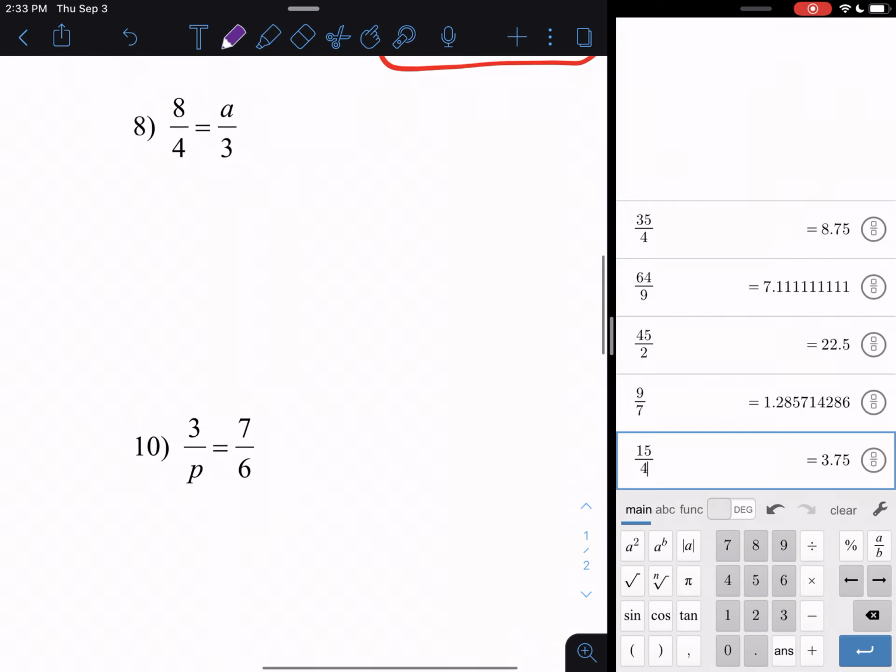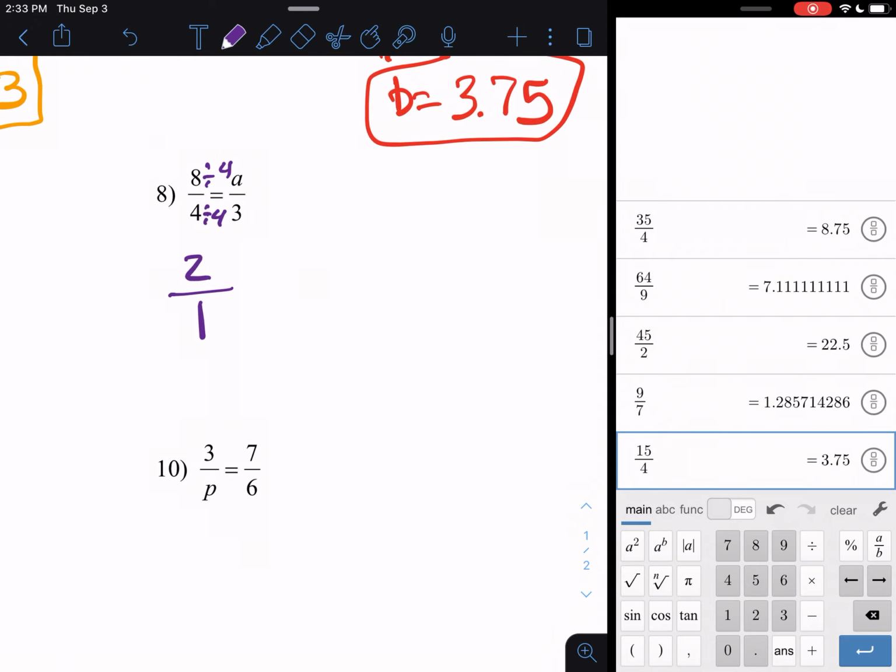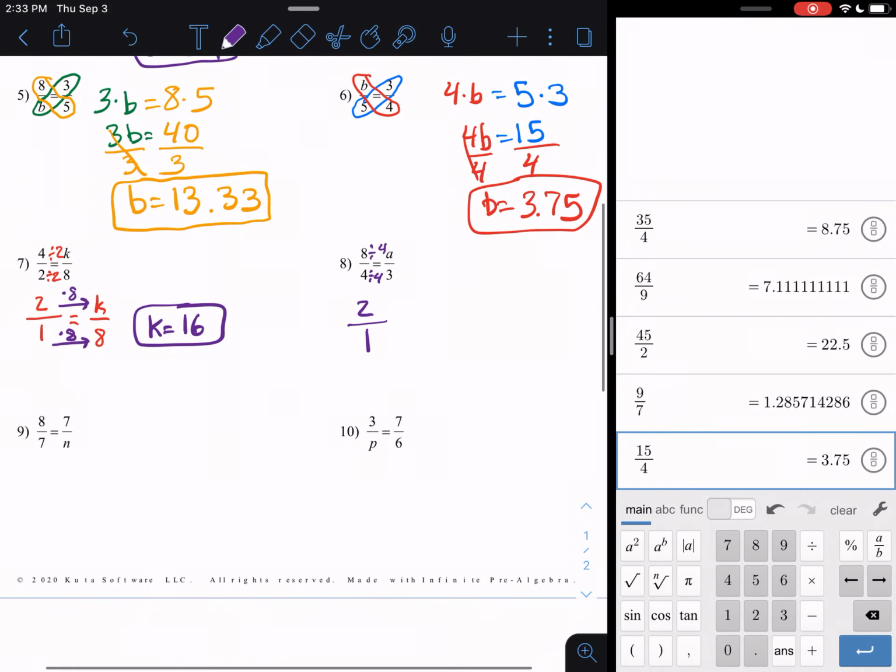Okay, number 8, I'm noticing something again. Go ahead and pause, see if you notice the same thing, then unpause, and let's find out. Okay, so hopefully you realize that we can simplify this 8 over 4, right? 8 divided by 4 and 4 divided by 4. So 8 divided by 4 is 2, 4 divided by 4 is 1, so we actually have the exact same relationship as the one on number 7.